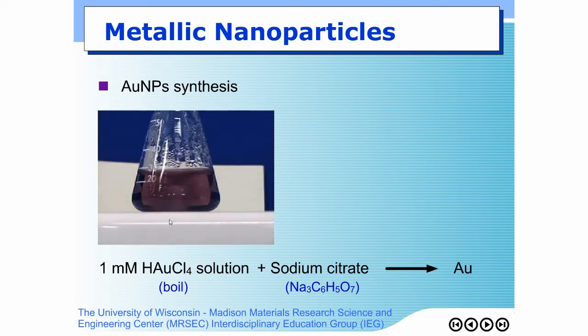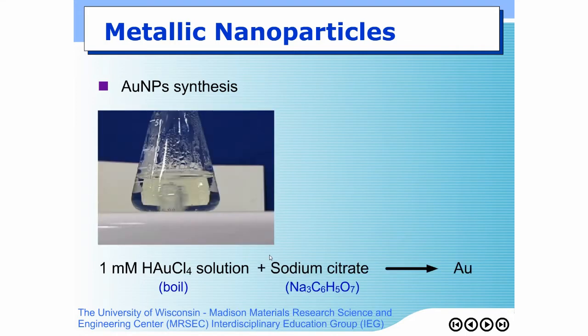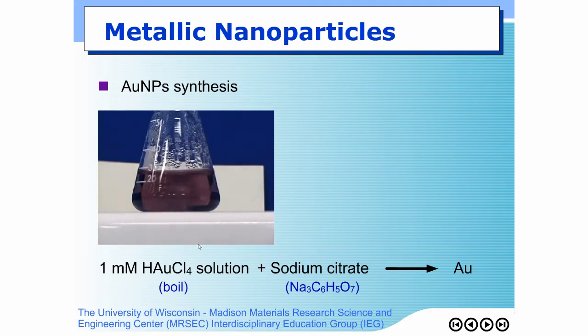Once it's heated, when we add sodium citrate, you can observe the change in color. The change in color means now we have reduction of gold 3+ into gold nanoparticles. If I go back and show you this video again, you should also observe that the colors gradually change. It does not change abruptly. What does it mean?